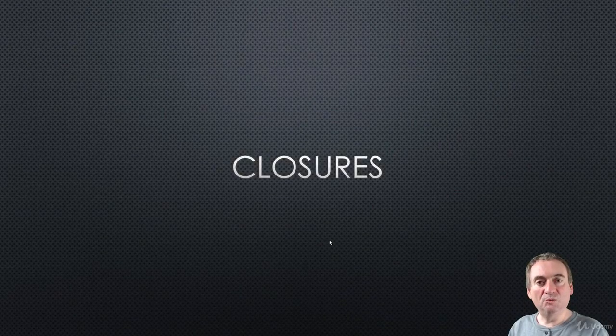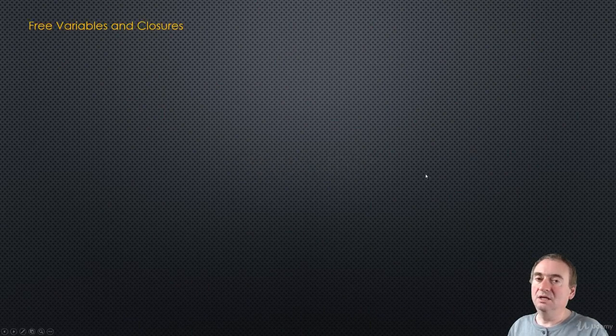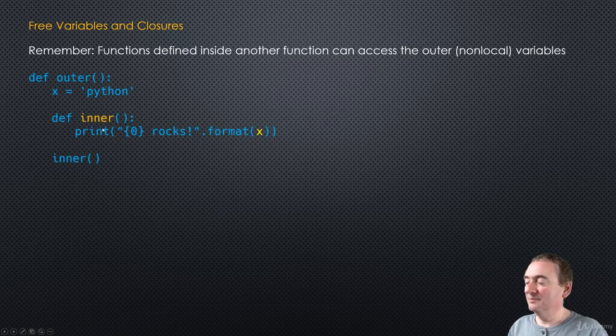Hi, in this video we're going to start looking at a very important topic: closures. So let's talk about closures and free variables, and let's think back to what we did in a few videos ago. We're looking at non-local variables. Just as a reminder, let's say we've got this outer function that creates a local variable x, currently set to Python. Then inside outer, we defined another function that referenced x.